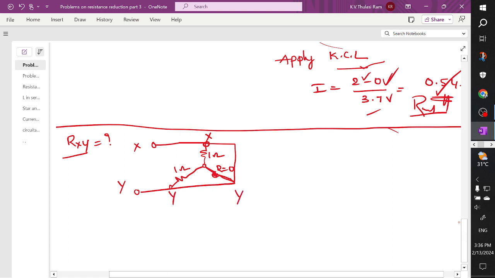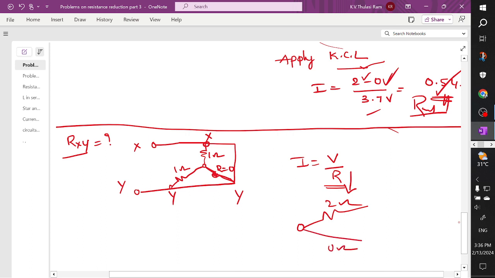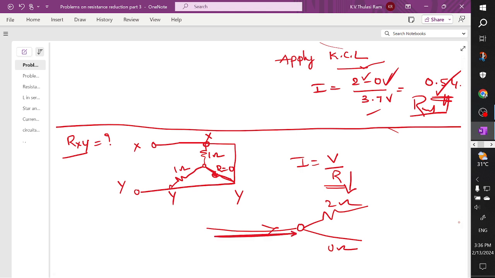So whenever current flows, we have the formula current I is equal to V by Z. Current always flows in the low resistive path. For example, you have one resistor with 2 ohm, and you have one resistor with 0 ohm. When you make the current flow, it will come to this node and it will not flow in the high resistive path, it will try to flow only in the low resistive path. Therefore the total current will flow only in this path.